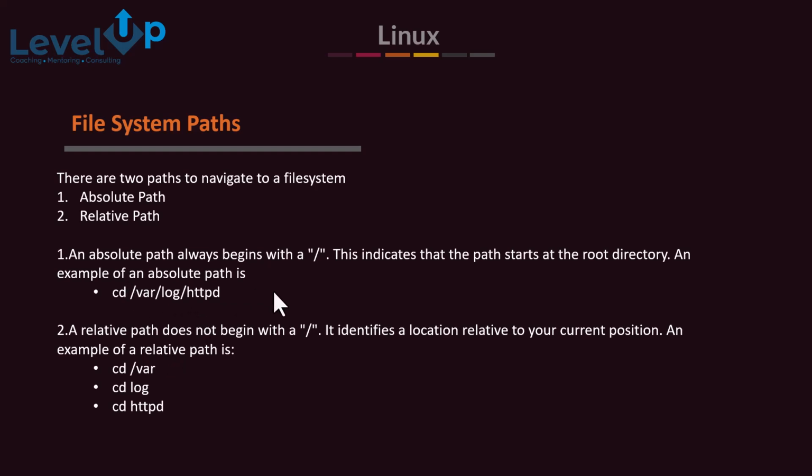Absolute path means it will start with slash, which indicates the path starts at the root directory. A relative path does not begin with the root directory. It identifies a location relative to where you currently are and goes into the folder. That is what a relative path and absolute path are.